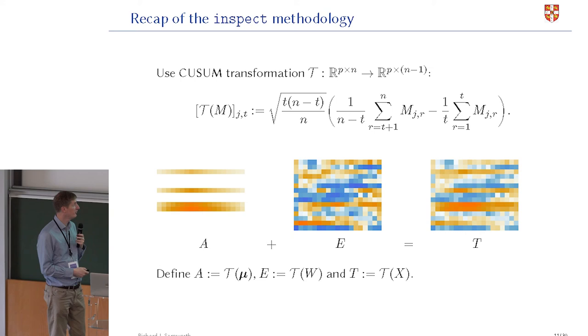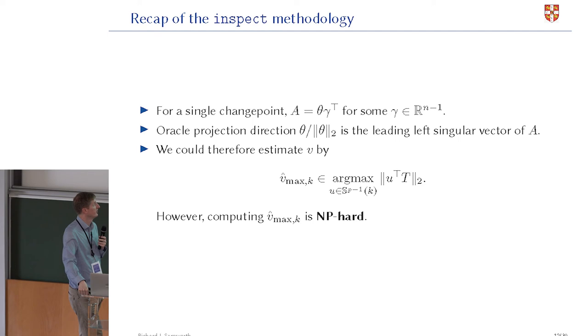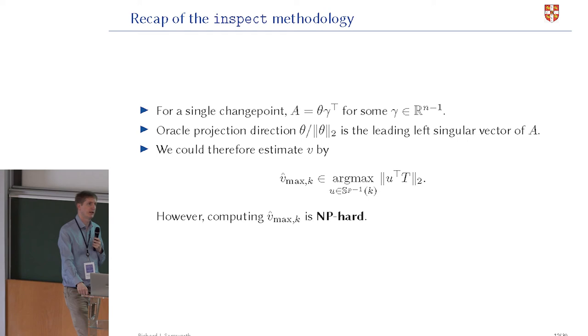So just some notation, I'll write A for the CUSUM transformation of the mean matrix, E for the CUSUM transformation of the noise matrix, and T for the CUSUM transformation of my data matrix. So in this single change point situation, it turns out that the CUSUM transformation of the mean matrix is a rank 1 matrix with a leading left singular vector theta, that's the thing I care about, and the right singular vector is gamma transpose. So that's a vector that I know up to the location of the change point. So it's a known function of the change point location.